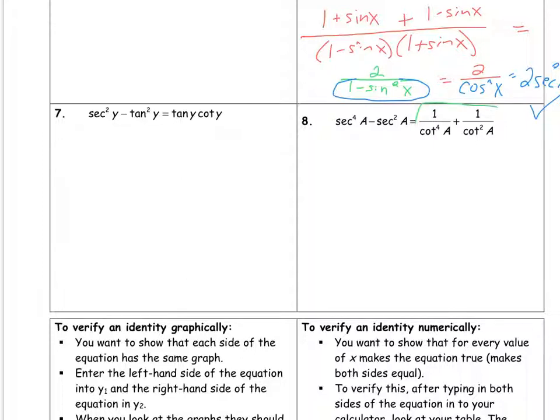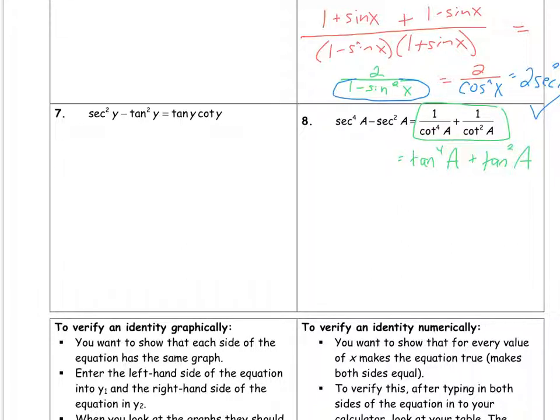We know the reciprocal identities, right? We know that 1 over cotangent to the 4th of A is really just tangent to the 4th of A. And we know that 1 over cotangent squared of A is really just tangent squared of A. Sweet, the fractions are gone. Well, what did that do for me? Nothing yet, right? But I do have a tangent squared in there, and I know that tangent squared and secant squared A are related through a Pythagorean identity. But that 4th power just bothers me.